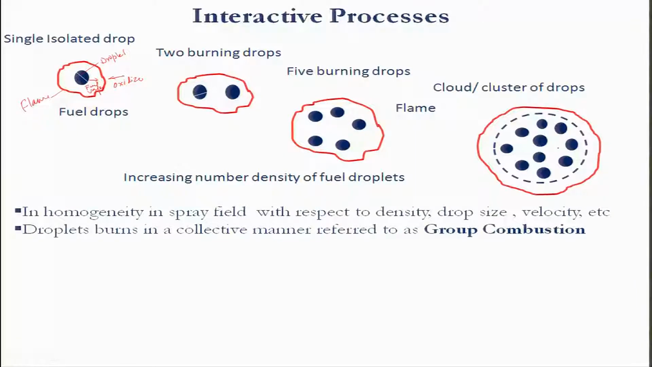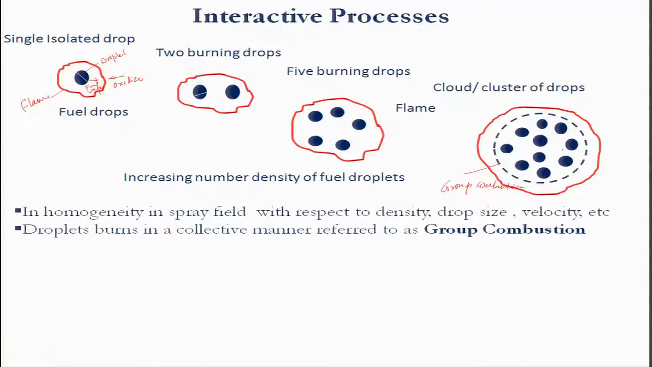Generally, the homogeneity of the spray field with respect to density, drop size and velocity is very difficult to get, right. And droplets burn in a collective manner, referred to as group combustion. You can also call this a group of 5, but generally 2 burning droplets or 3 burning droplets is very rare. When will it occur? Where the number density, that means the number of droplets per unit volume, is very high. That means they are very close to each other, although I have magnified it, each droplet is very close to the others.